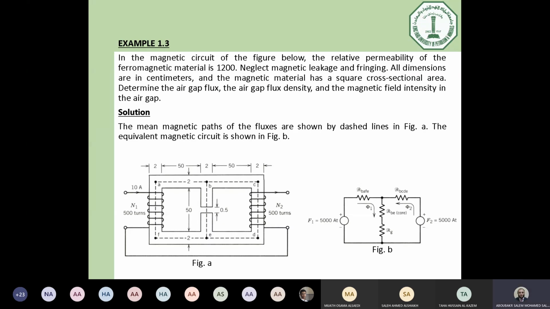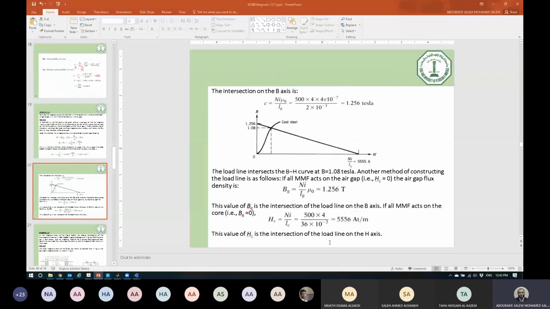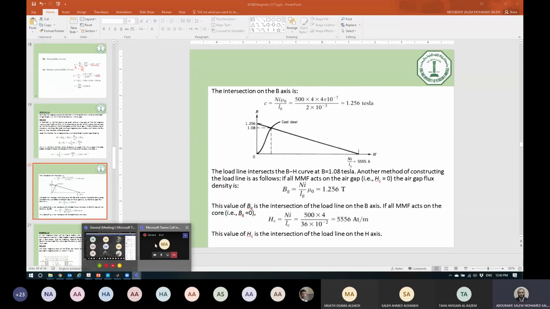Here is another example, but I believe this example will take more time. We can discuss this example inshallah in the next class. And now we can open the discussion for any questions. Any question?